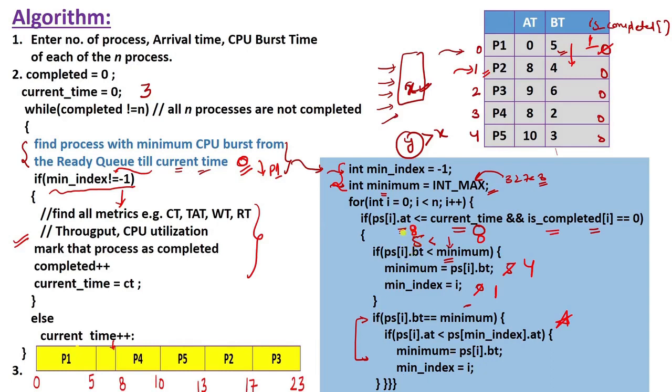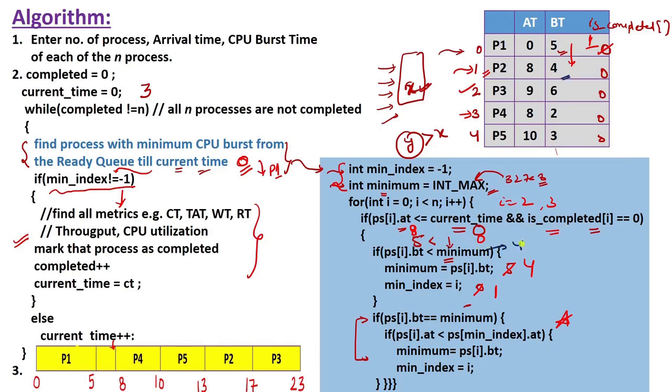Here you can see again for i equal to 2 we will run and we will see the minimum is 4. We will come inside here. This arrival time will not satisfy this condition: 9 is less than 8? No, so we will leave. Now we come to i equal to 3. Here, 8 is less than or equal to your current time, right? And it is not completed, so we'll come here.